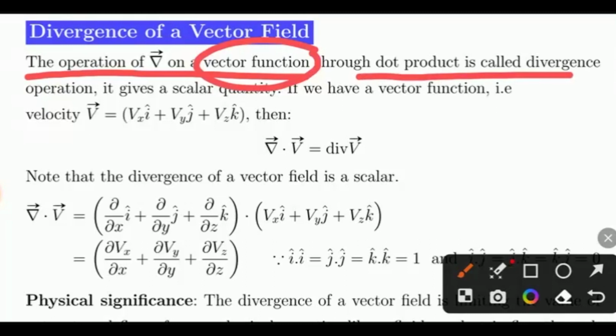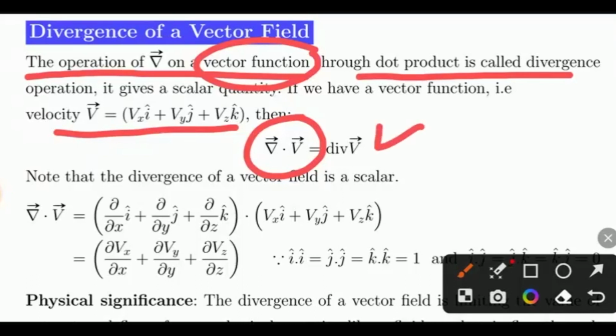Let us consider we have a vector and its components are Vx i plus Vy j plus Vz k, and then we take the dot of that vector with the del operator, expressed as del dot V, and can be written as divergence of V. By plugging the value of del over here, the first bracket you see represents the value of del, and then here is a dot, and the second bracket represents the value of that vector V.